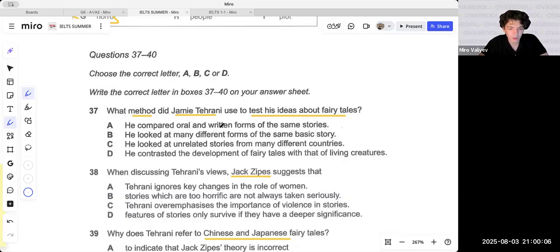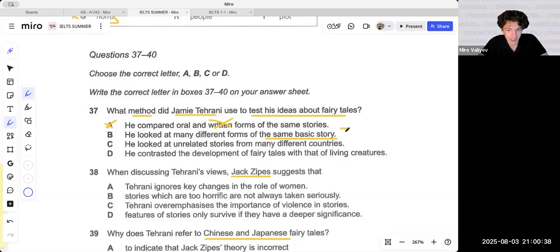So he compared oral and written forms of the same stories. I think it's not the case because he didn't compare written stories. He took oral stories mostly because those stories were originally spoken rather than written. So we can eliminate A because it's false. He looked at many different forms of the same basic story. Yes, he took 58 variations of the same story. That's a lot of stories.